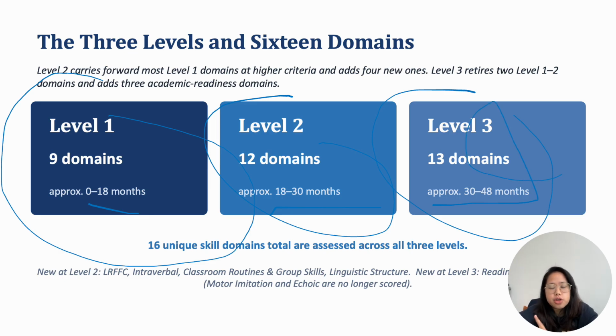So 2 domains from the earlier levels, motor imitation and echoics, get retired in this level, because they're no longer useful targets here. And 3 academic readiness domains step in, like reading, writing, and math. So add it up and you've got 16 unique skills domains across all 3 levels. So next slide, I'm gonna break down exactly what our domains are and at which level.